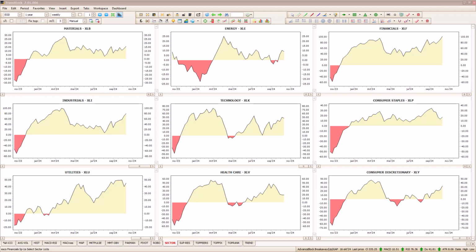This allows you to see which sectors are outperforming the overall market based on momentum, giving you an edge in sector rotation strategies.